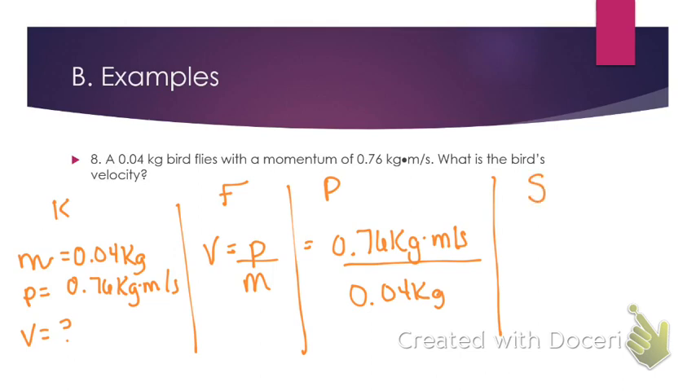So we're going to go ahead and solve. We take 0.76 divided by 0.04. We get an answer of 19. Again, think back to our days of conversions. Kilograms is in the top and bottom. Those eliminate. So then we're left with meters per second, which if you look back, we're solving for velocity. So that makes sense in terms of what unit we should have here.